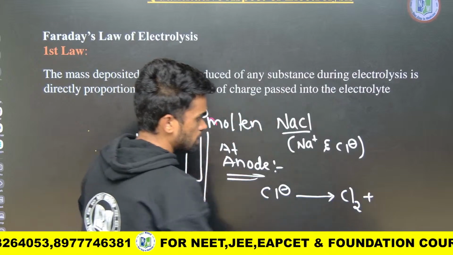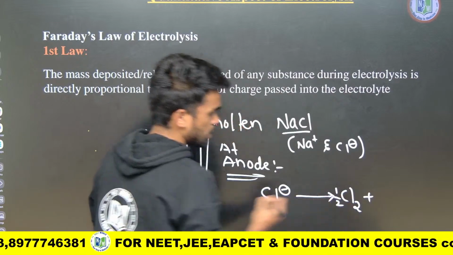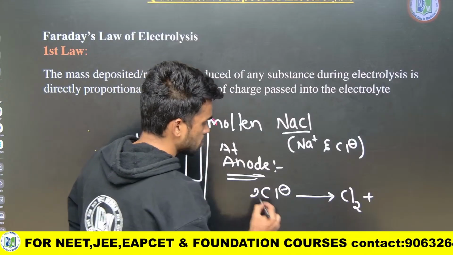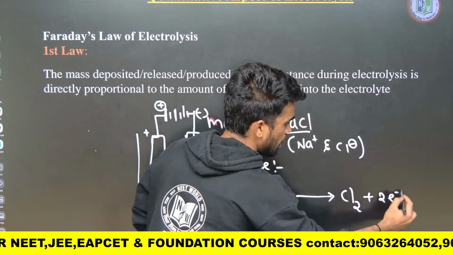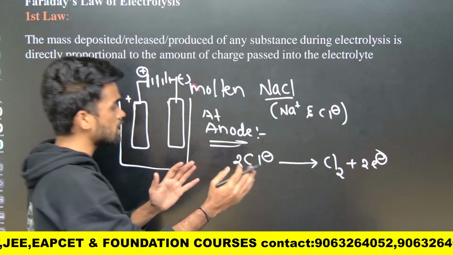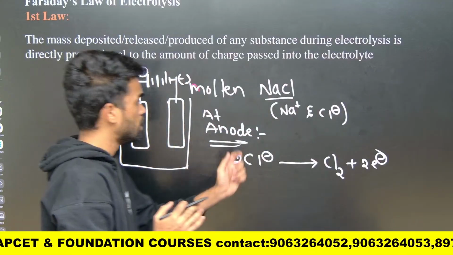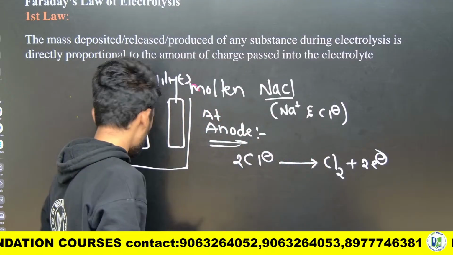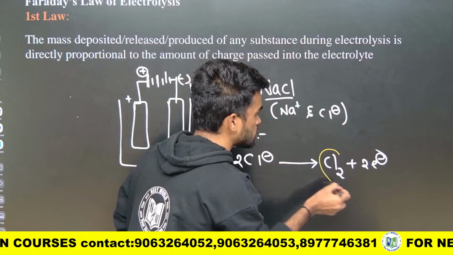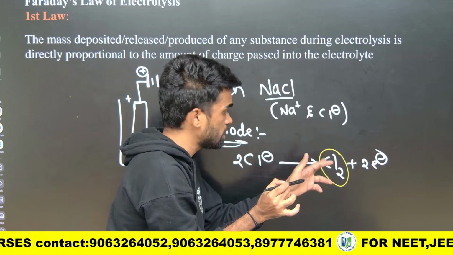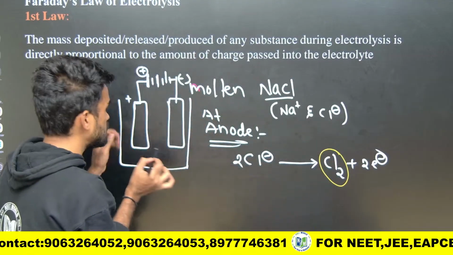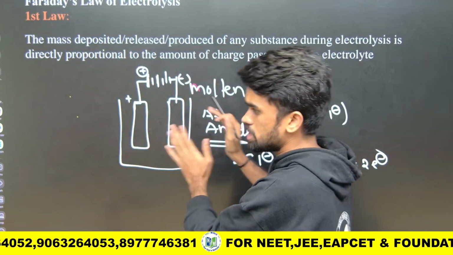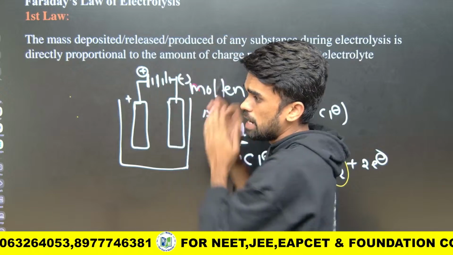This undergoes oxidation, forming chlorine gas. One atom gives half Cl2, or if we have two chloride ions, they form a Cl2 molecule, releasing 2 electrons. This loss of electrons takes place at the anode. That is what we call oxidation, right? So now what is the quantity of chlorine gas released at this anode? That will be discussed under this concept, Faraday's law of electrolysis.